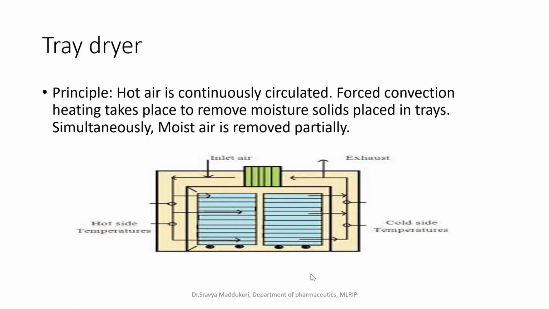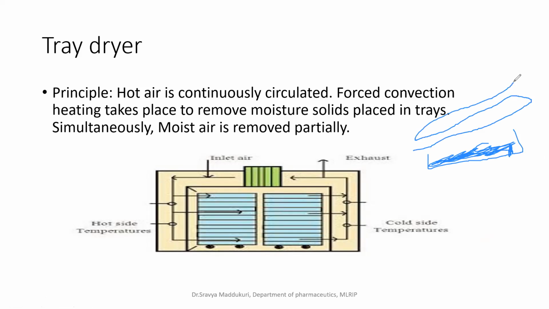Now, let me just show you. Say this is my tray, and I have placed the material. Always remember, solids have to be evenly spread, and the depth has to be 2.5 or a maximum of 5 centimeters, right? Then hot air will pass over this tray and will take up the moisture that is present and dry the material. In a single pass of air, most of the moisture may not be removed, so it is not that efficient.